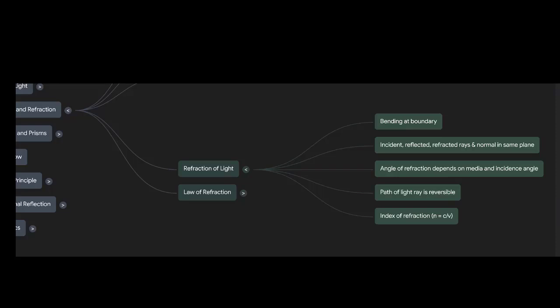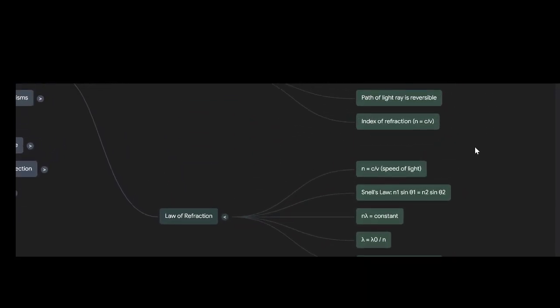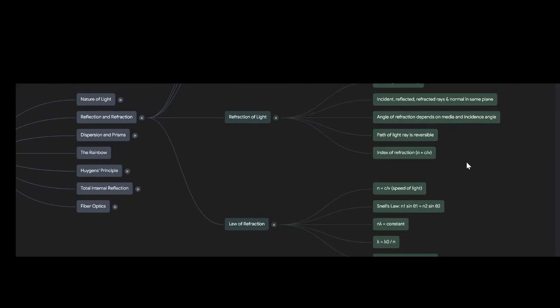Interesting. And light can retrace its path. It can. It's reversible. If light goes from A to B, bending along the way, light going from B back to A will follow the exact same bent path in reverse. Neat. Now, how do we actually measure or talk about how much light slows down in different materials? That's where the index of refraction comes in, simply n. It's simply the ratio of the speed of light in a vacuum, c, the cosmic speed limit, to the speed of light in the material, v. So n = c/v.